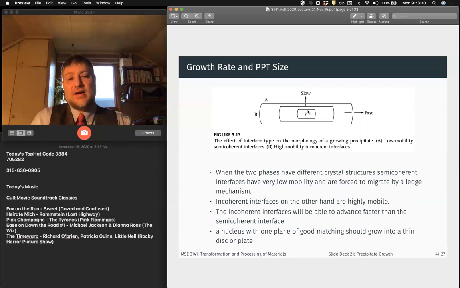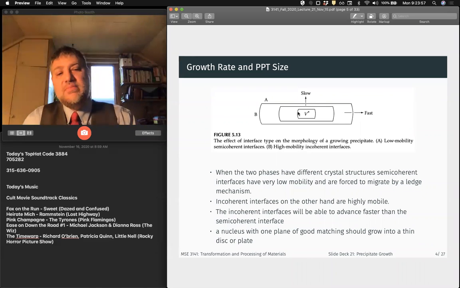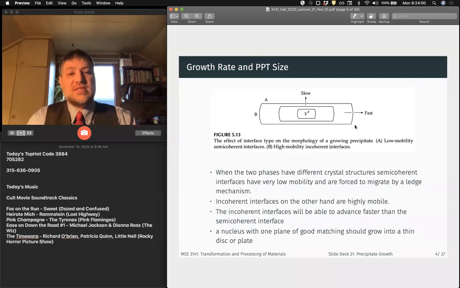So their growth rate is going to be slow relative to incoherent surfaces that are going to be fast, right? So what that means is that a faceted interface like this is going to grow slower, and coherent interfaces are going to tend to remain planar, and precipitates that have a mixture of growth will tend to form these plates.